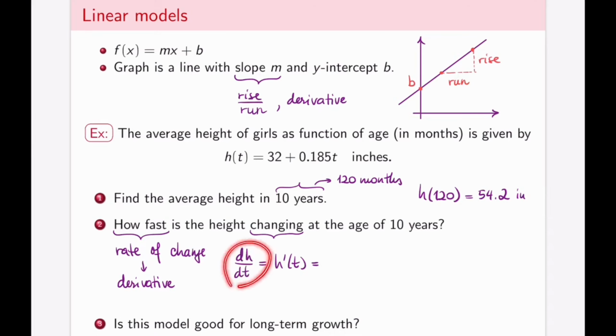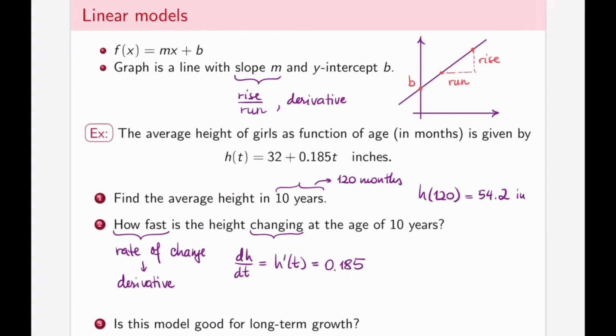This notation is good because it helps us track the units, because it makes it very clear what the units of the top and the units of the bottom are, and then the overall units of the derivative will be the ratio of the two. So if we want to take the derivative of this with respect to time, let's remember our differentiation rules. The constant here will simply go away, so this will turn into 0, and then the derivative of 0.185t is going to be just 0.185.